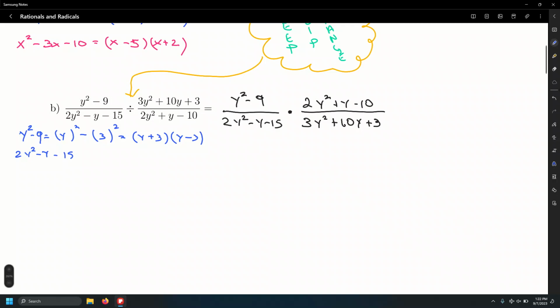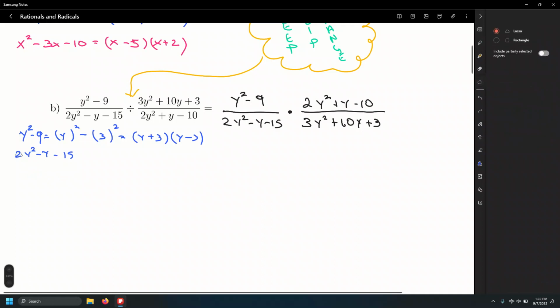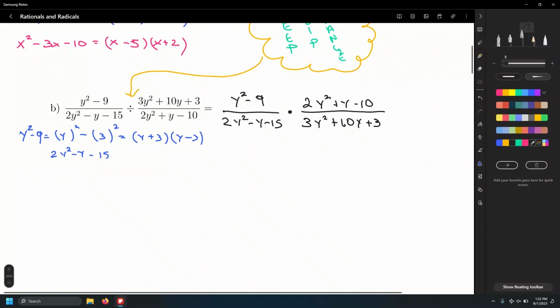Diamond method. Okay, let's do the diamond method. Let me do it small because I'm afraid I'm going to run out of space. So that'll be, multiply 2 times negative 15. That's negative 30. Bring down the middle coefficient. And we need factors of negative 30 that add up to negative 1.